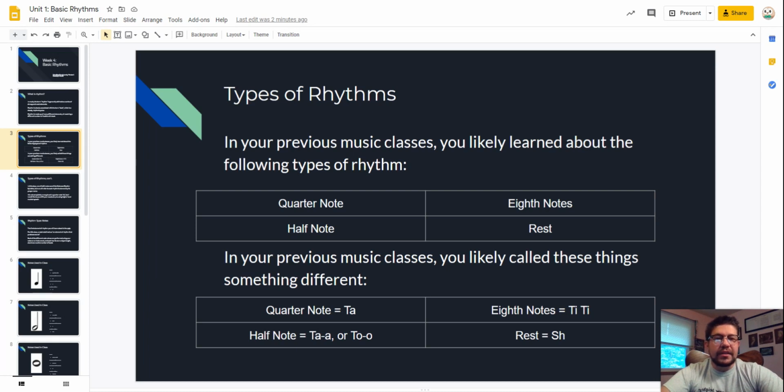In the previous classes, you probably called them something a little bit different. For example, a quarter note you referred to as a ta. Eighth notes would then be a TT. Half notes, depending on where you came from, if you were Edgebrook, it's likely ta-a. If you were Hilltop, it's probably tu. And then your rest was a sh. So you may have called them by those names and not really referred to them as quarter notes or half notes, but that should hopefully jog your memory just a little bit here.